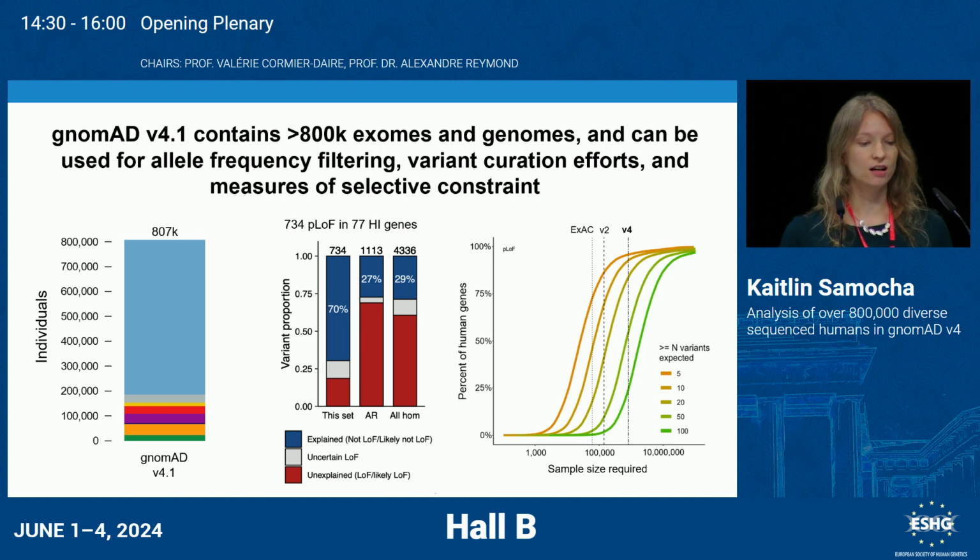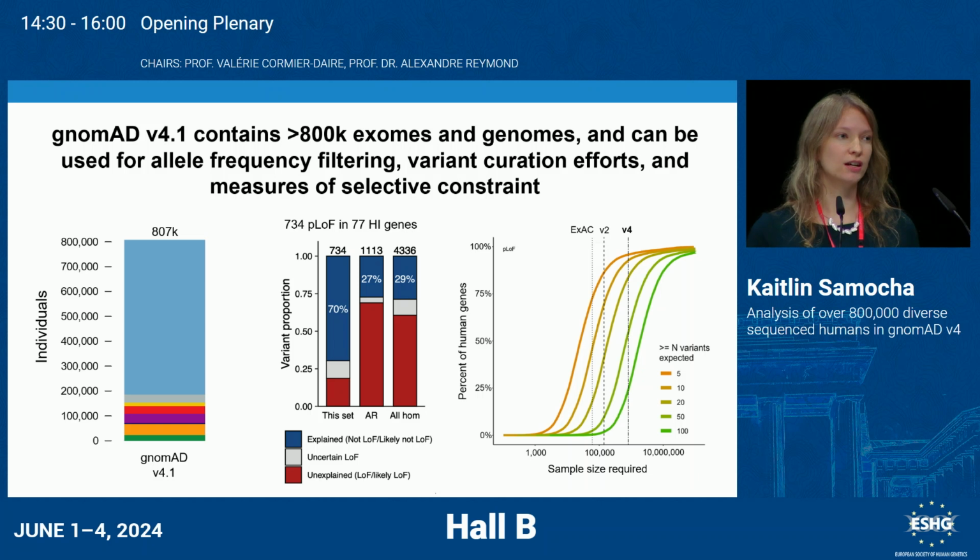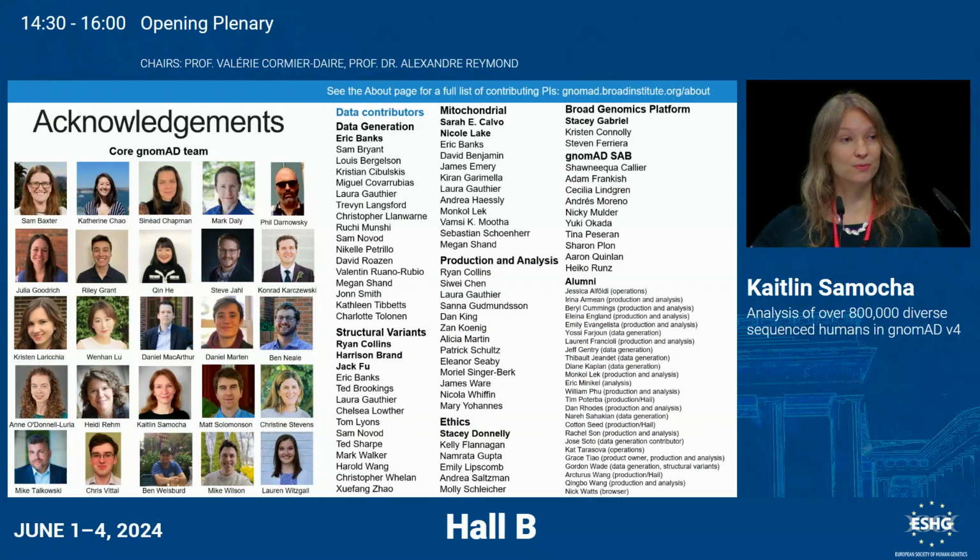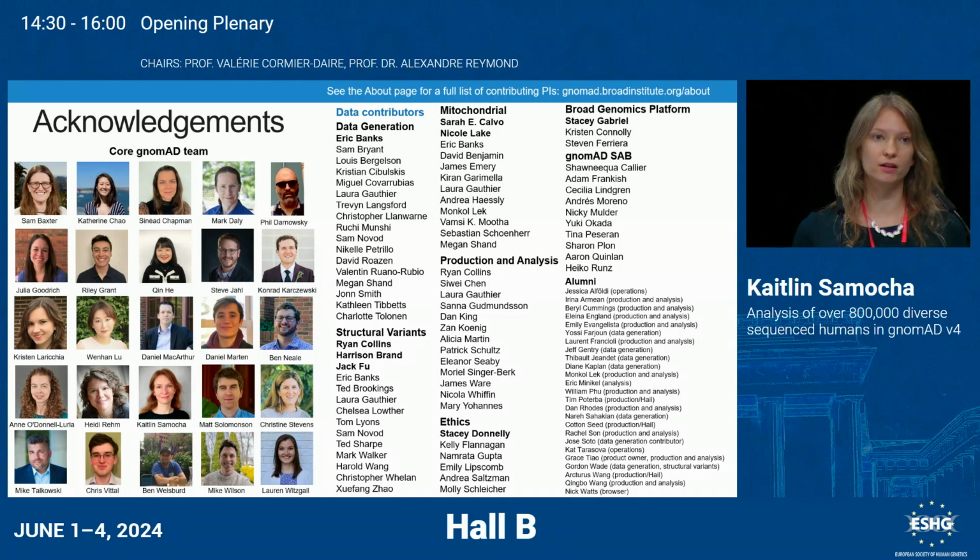And with that, I'd like to wrap up by saying that gnomAD version 4.1 has over 800,000 exomes and genomes. Obviously, allele frequency filtering is a critical use case, but you should be aware of things in the data set that look like they shouldn't be there. And finally, measures of selective constraint. We've re-released them in version 4, and we have more coming in this space, so keep an eye out for it. Of course, this happens with a large team, so I'm showing the core gnomAD team there, some of the main data contributors, but if you'd like to know more, you can go to our About page. Thank you.